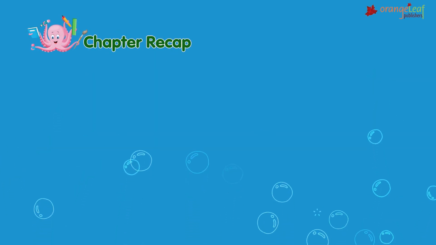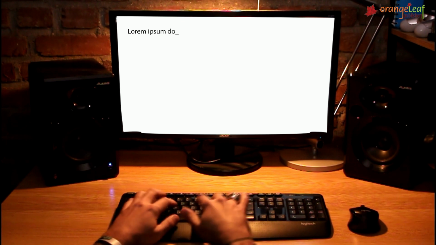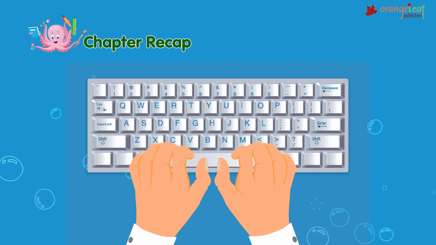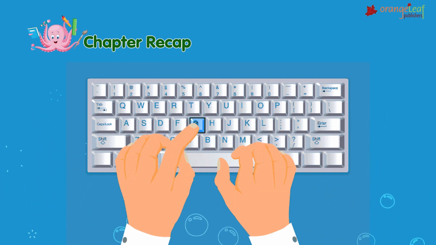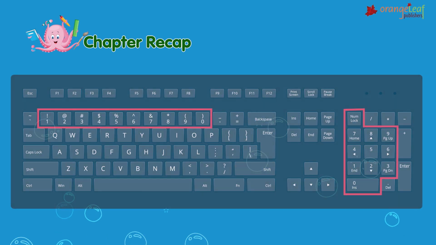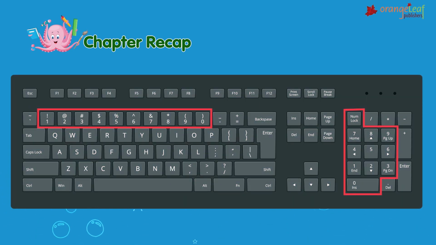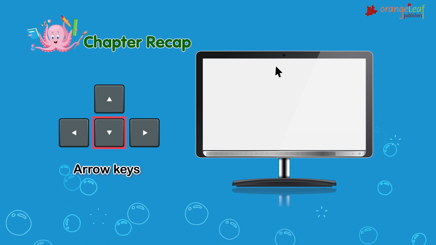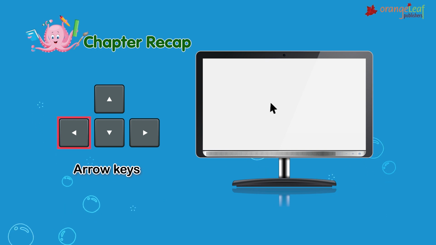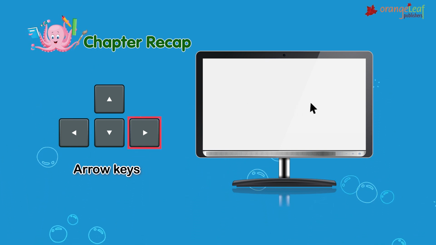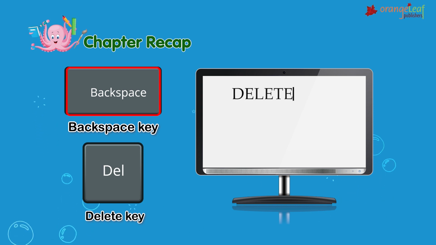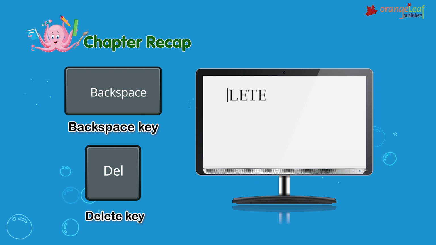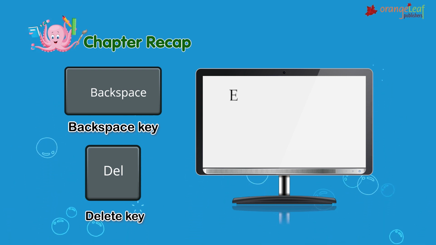Let's have a chapter recap. A keyboard is used to type on a computer screen. Alphabet keys are used for typing letters, words, and sentences. Number keys are used for typing numbers. Arrow keys are used to move the cursor up, down, left, and right. The backspace and delete keys are used to erase characters to the left or right of the cursor.